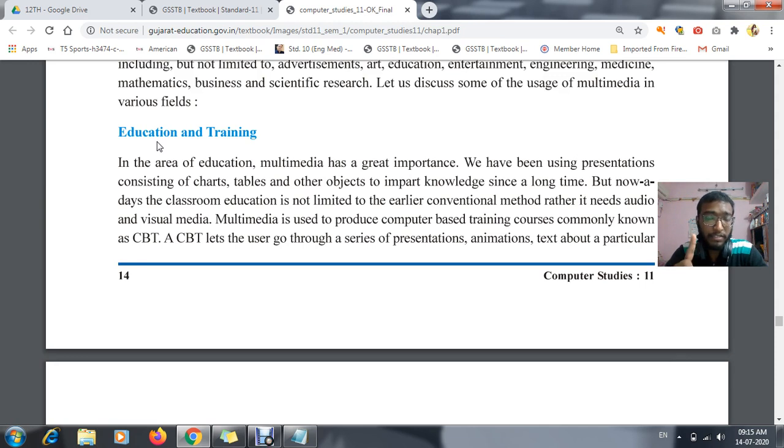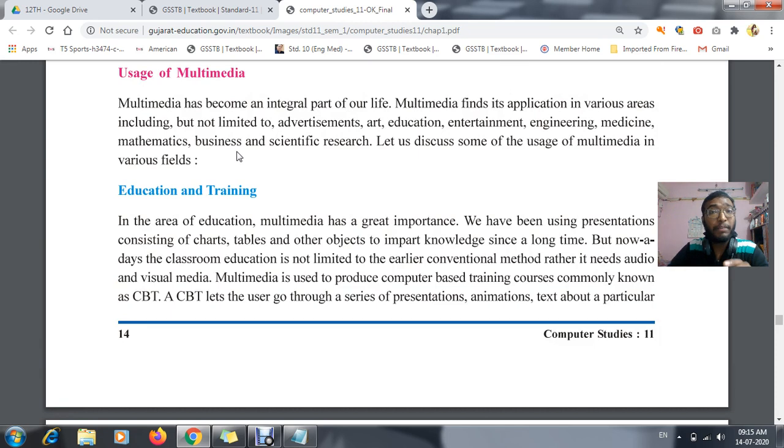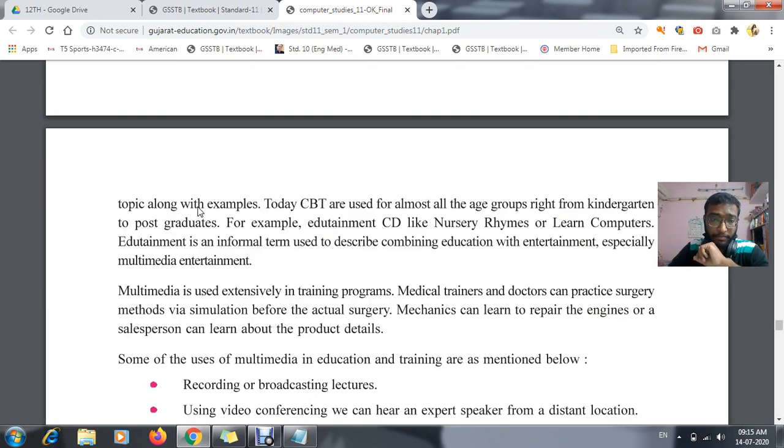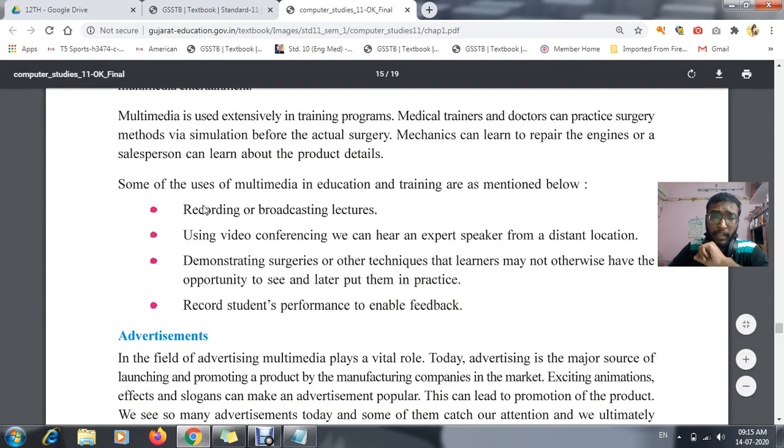Okay, this is the first thing, where the heading is about your usage of multimedia. And the first one is your education and training purpose. See, all this I have already explained. Again, I'm sure we'll be explaining it.